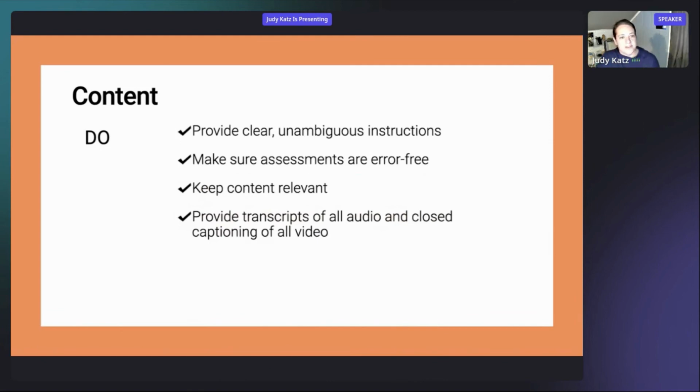Keep the content relevant. This is something that we try to do for all learners, of course, but I think that for neurodivergent learners in particular, we tend to have a lower tolerance for divergences. And provide closed captioning for reasons that we have already talked about.